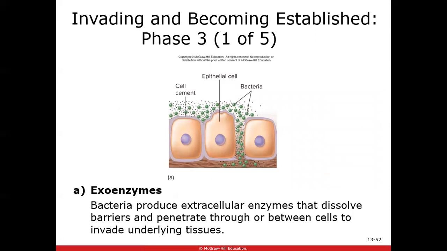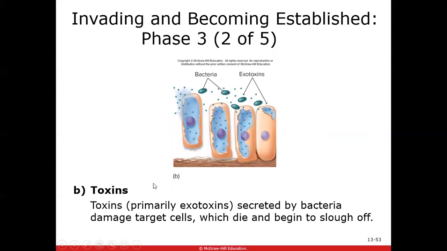All right. So now that they've attached, they're invading and becoming established, and a lot of microorganisms have exoenzymes. This is where bacteria produce extracellular enzymes that dissolve barriers and penetrate through or between cells to invade underlying tissues. They release enzymes that eat through this protective cell cement, and then they're able to break through and get to the underlying sterile environment. Then some of them release toxins, primarily exotoxins, secreted by bacteria, which damage the target cells, which die and begin to slough off. Once these cells die off, the bacteria can get to the underlying sterile environment.